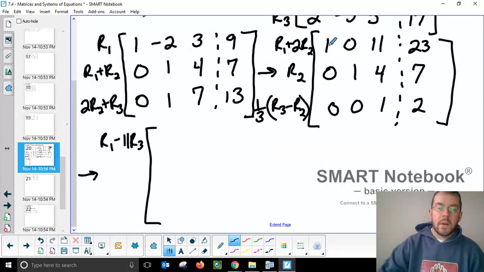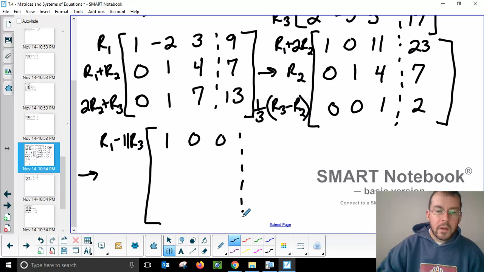All right, so that way I get 1 minus 0, which is still that 1 that I want. I get 0 minus 0, which is still a 0. All right, here I will get 11 minus 11, which will give me that 0 that I want. And I will get 23 minus 22, which gives me a 1.